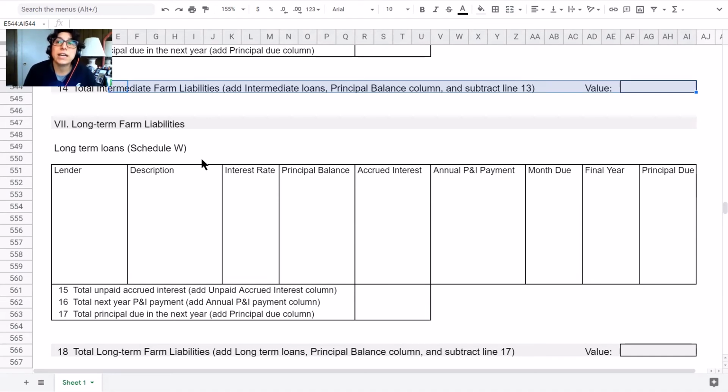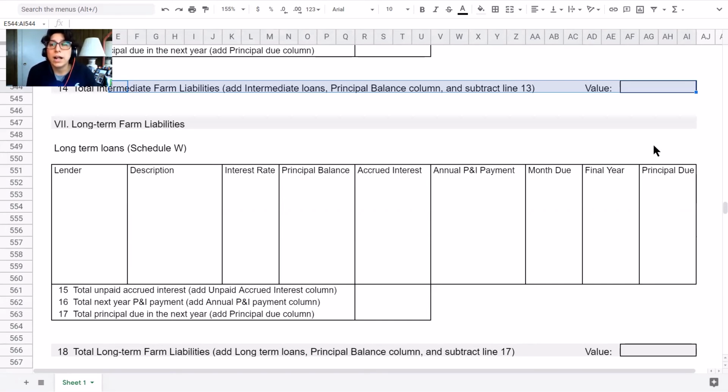Long-term liabilities are against long-term assets. This will usually include loans, land contracts, mortgages for the purchase of long-term assets, such as land, buildings, and other permanent land improvements. These typically were set up originally with 10 or more years to repay. For long-term farm liabilities, follow the same instructions as before.